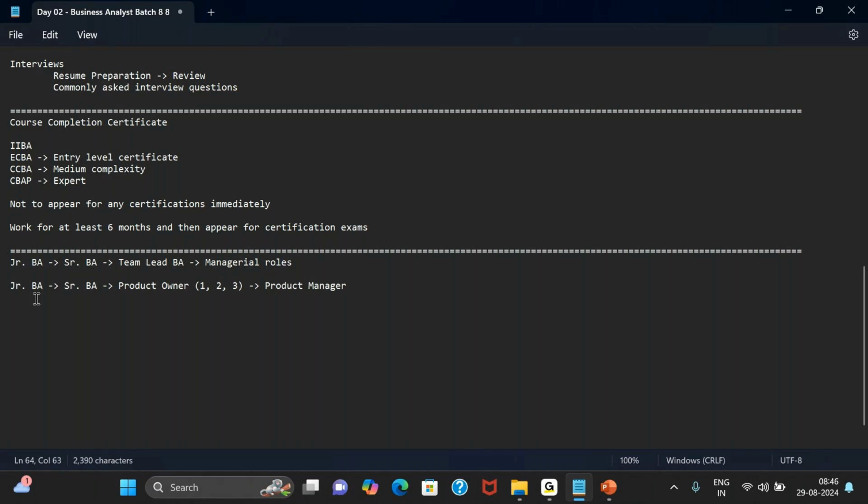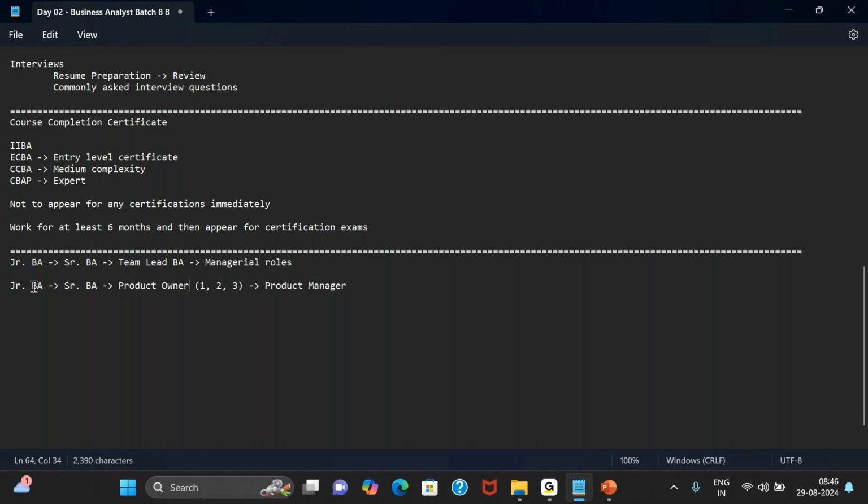Now the next expectation that comes is what kind of salary can I expect in all these experience ranges. Usually junior BAs are people with up to 2 to 3 years of experience. Senior BAs are for people with 3 to, I would say, 6 or 7 years of experience. Post 7 years you start aiming for product owner, and then post 12 or 13 years of experience you start aiming for product manager roles.